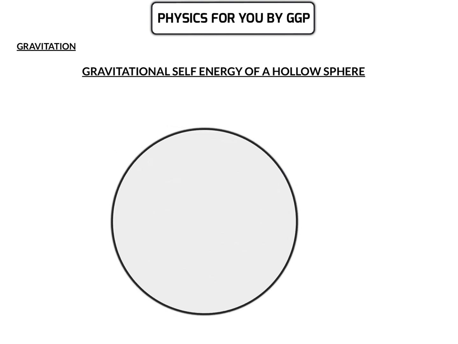Assume that we have a hollow sphere, and let's say its mass is equal to M, and we need to find its gravitational self-energy. Let's say its radius is also equal to R.